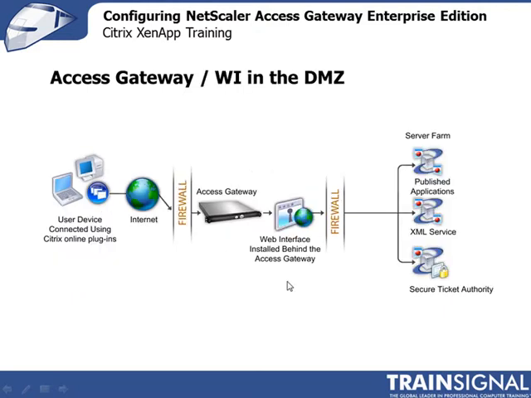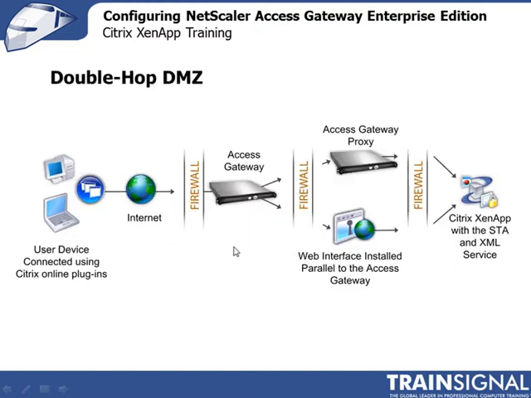Another way of deploying the NetScaler would be to have the NetScaler in the DMZ and to also have your web interface server in the DMZ, and then punch the necessary holes through the firewalls. Again, this is another option. I typically don't like to put the web interface in the DMZ as well. It's a Windows box. And if I can put it behind the secure network, I like to put it behind the secure network. The only thing I like to keep in the DMZ is the NetScaler itself.